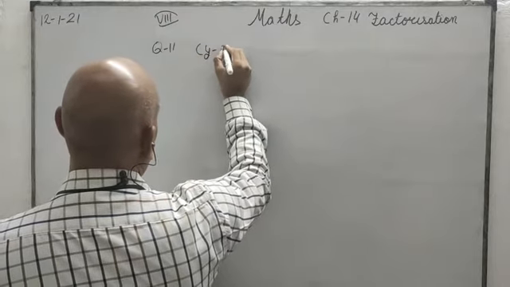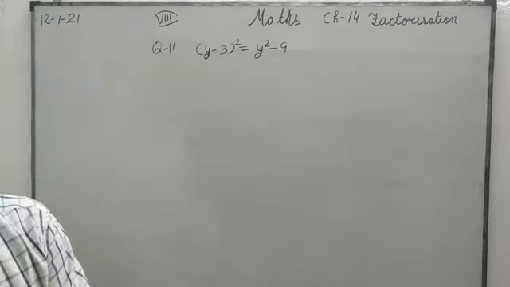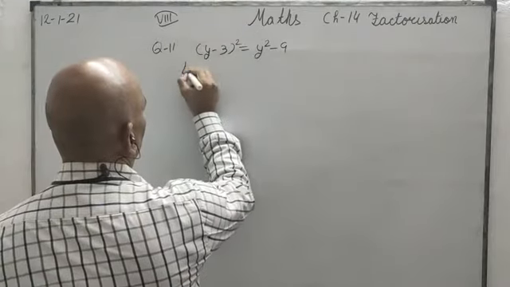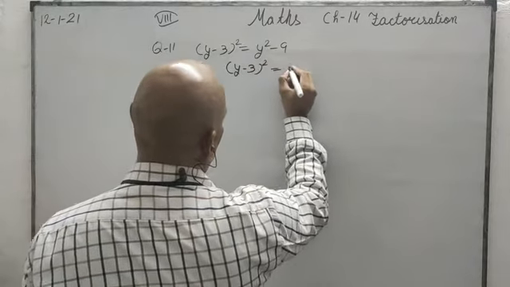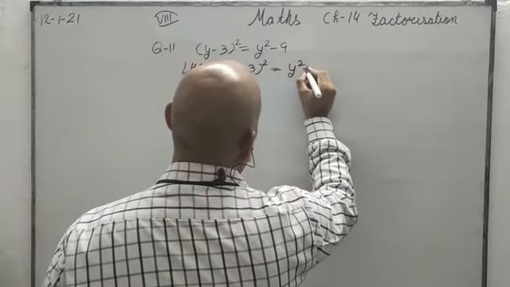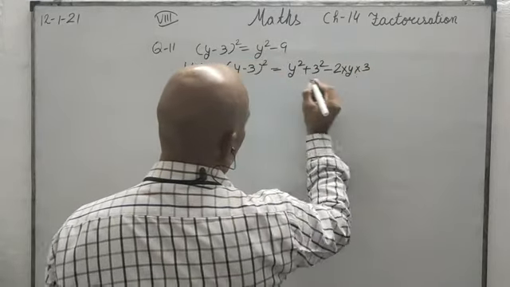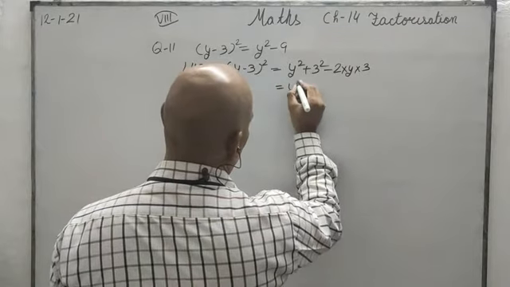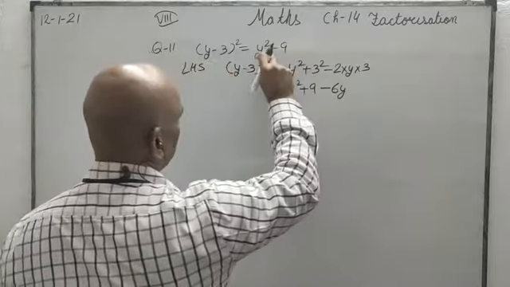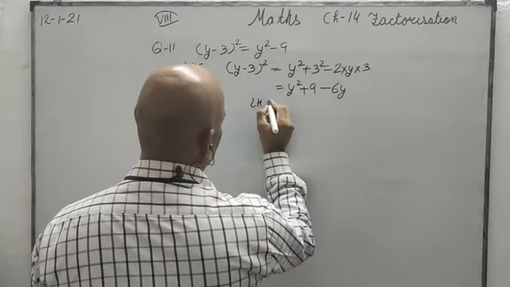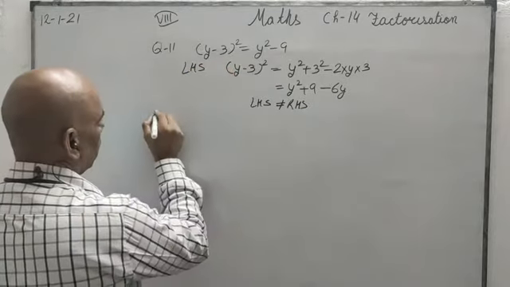Y minus 3 whole square should have been y square minus 9. Is it right or wrong? Absolutely wrong. Why? Because y minus 3 whole square will be y square plus 3 square minus 2 into y into 3, and that should be equal to y square plus 9 minus 6y. So it is not equal to this. LHS is not equal to RHS. And the mistake I have told you is this.